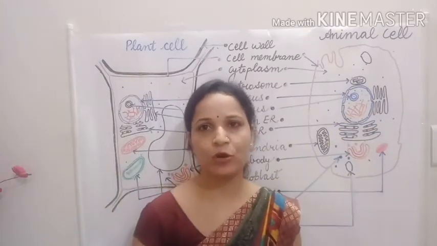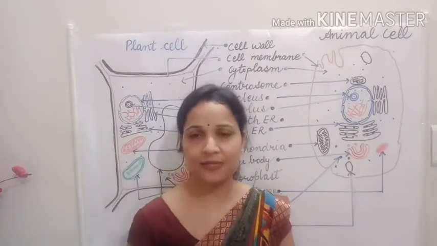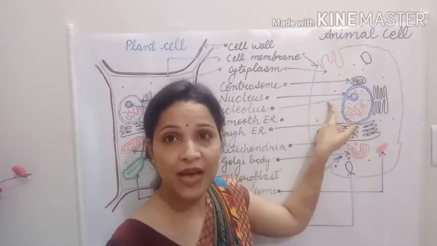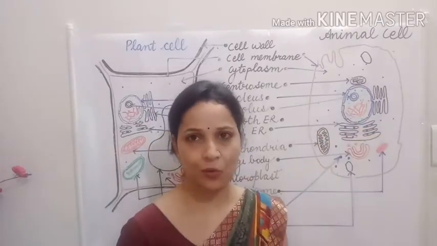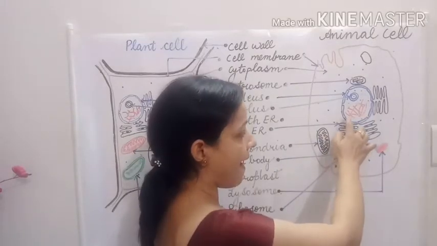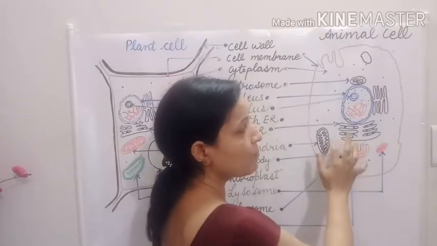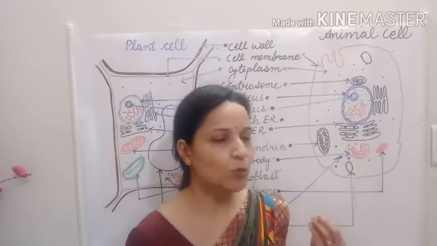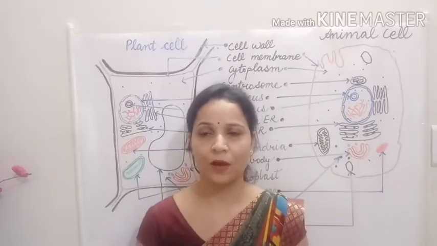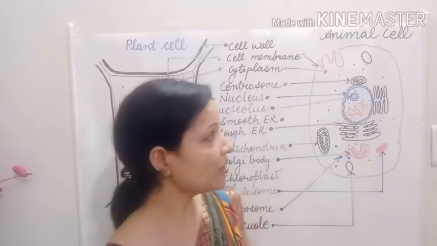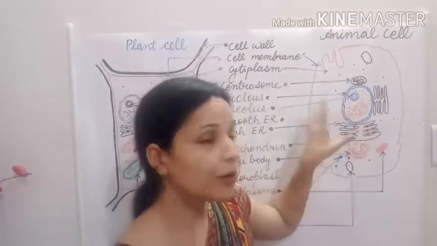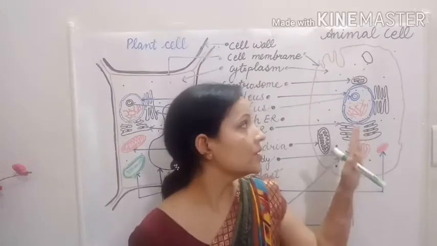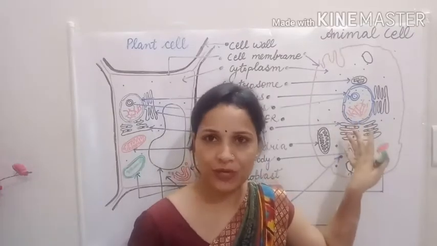Now one more fact I would like to share with you all. The nucleus and cytoplasm together make up the protoplasm. So what is the difference between cytoplasm and protoplasm? Cytoplasm is the part of the cell without nucleus, and protoplasm is the part of the cell with nucleus.